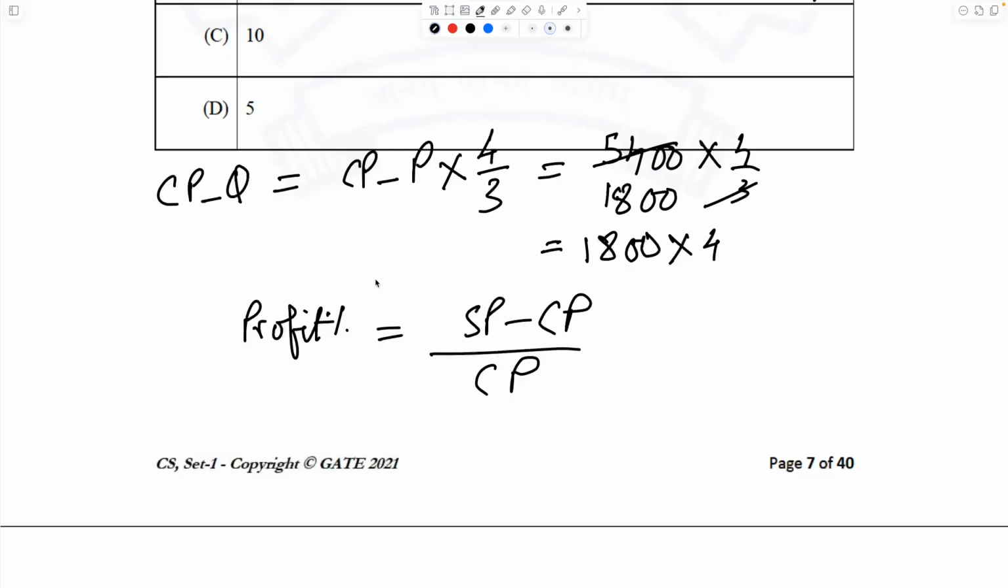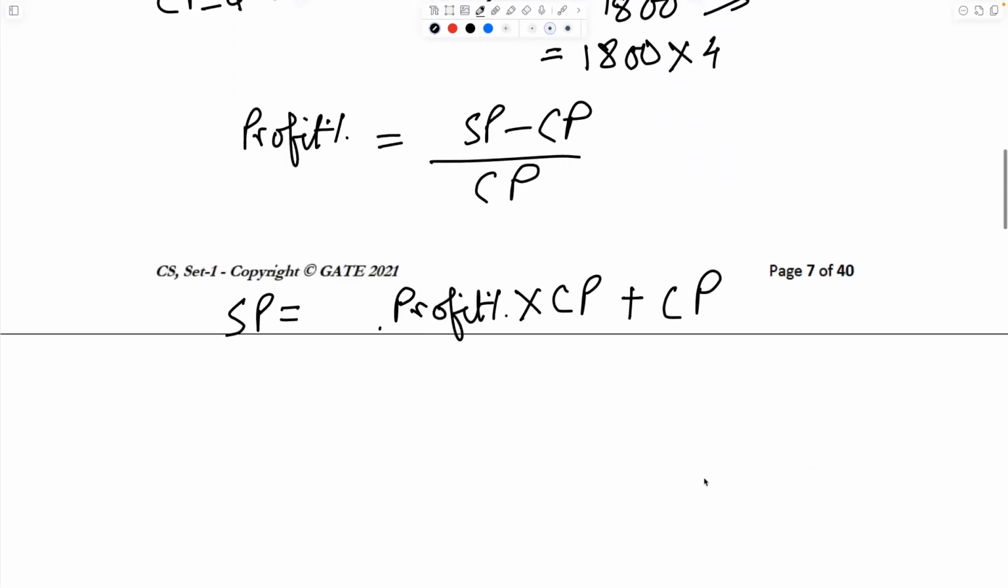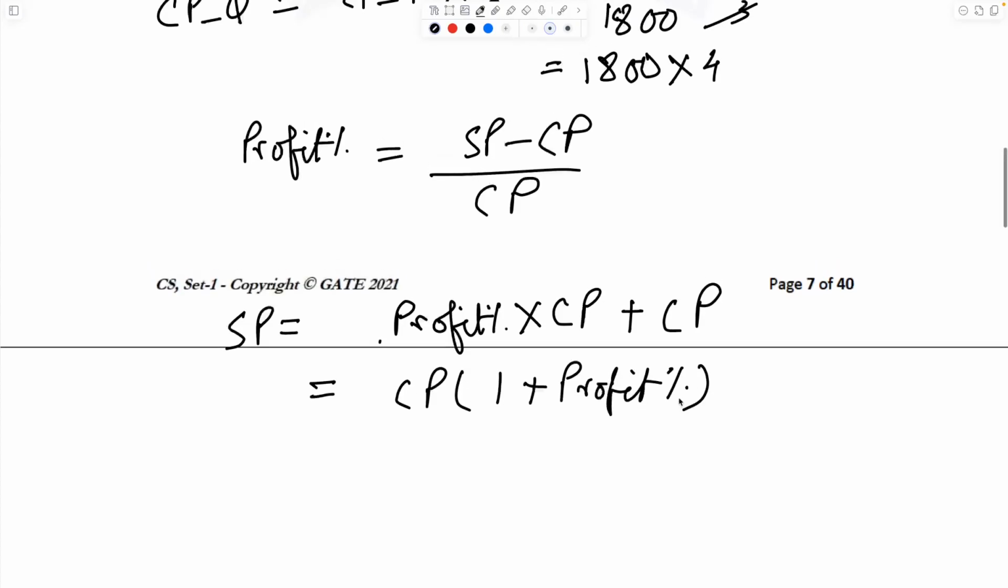What is that going to give us? Give me the selling price is going to be equal to profit percent times your Cp plus Cp, right? And that is going to give me what? I can take Cp common, and I get 1 plus profit percent, right? And this whole thing has to be multiplied by 100 also, no? So that part I missed, right? So that part I missed.